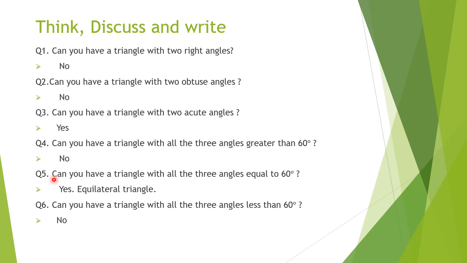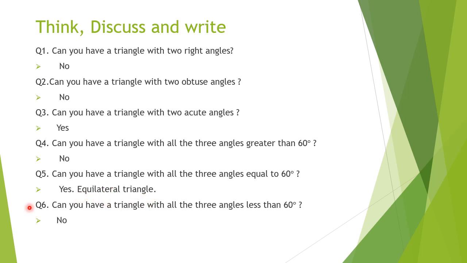Okay children. Question number 5. Can you have a triangle with all three angles equal to 60 degrees? Here all angles are given as 60 degrees. 60, 60, 60. Adding, we get 180 degrees. So it is possible, and that triangle is called an equilateral triangle.